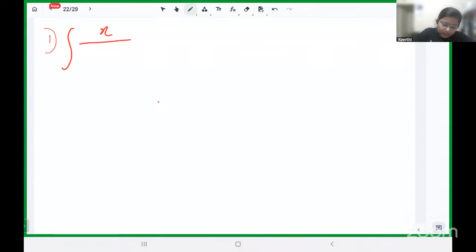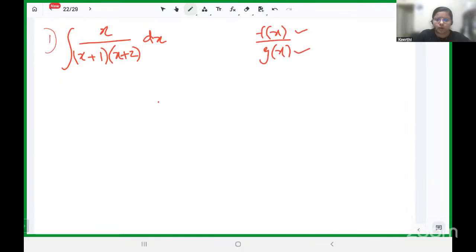Integral of x by x plus 1 into x plus 2 dx. So this is our first question. First, what you have to do is identify which method to be used. Here it is of the form f of x by g of x, where f of x and g of x are polynomials, isn't it? x is a polynomial, and x plus 1 into x plus 2 is another polynomial.